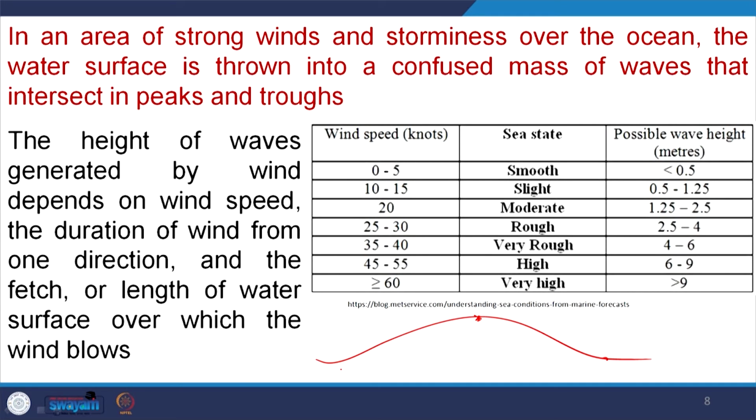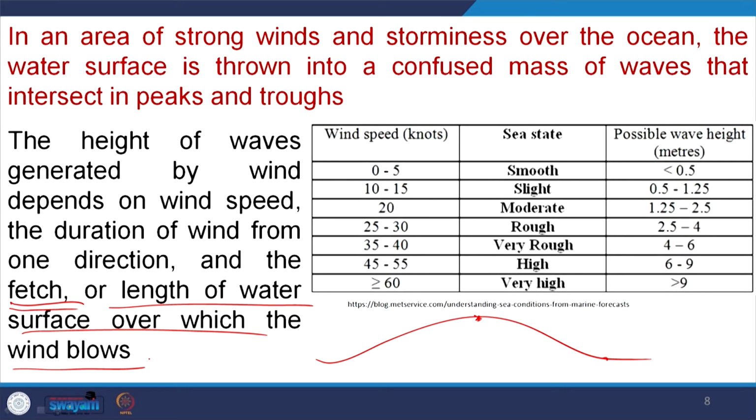So, the height of the wave generated by the wind depends upon the wind speed, the duration of the wind from one direction, and the fetch, the length of the water. It is very important, the length of this water surface over which the wind blows. If you remember, when we talked about aeolian processes, we talked about the critical size of the sand that promotes the formation of dunes: 4 to 6 meters, if we have a spread area of sand and continuous sand supply, then we are creating a sand dune.